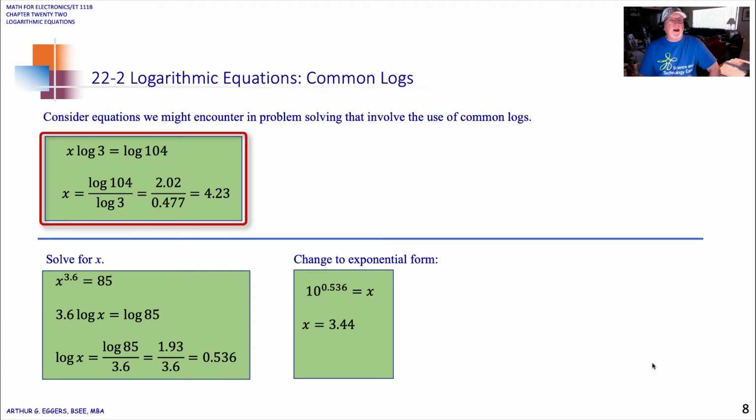Another example, what if I have a leading term? x times the log of 3 is equal to the log of 104. In this case, you just treat it mathematically like we've done handling algebraic expressions. x is in essence an unknown value. So I just divide both sides through by the log of 3 so that I get x equals the log of 104 divided by the log of 3. Take the common log of the numerator and the denominator. I get 2.02 divided by 0.477, or a value of 4.23.